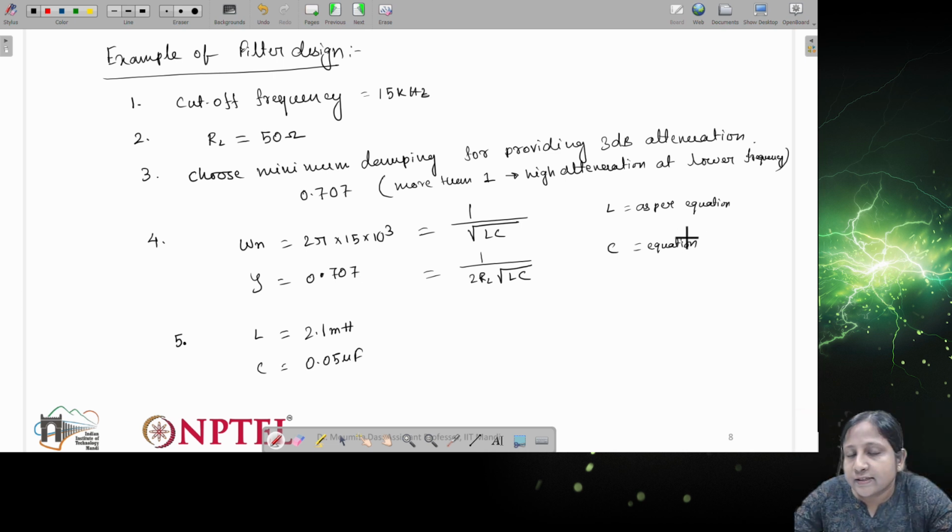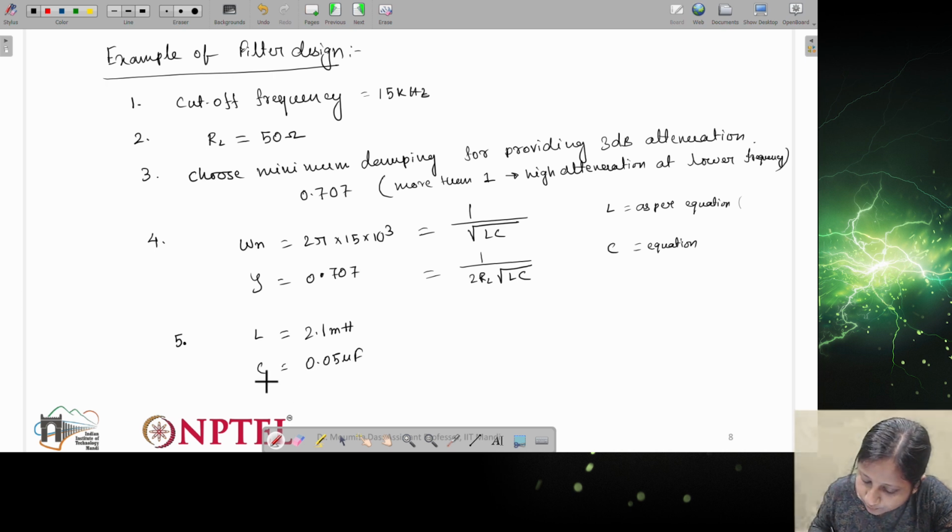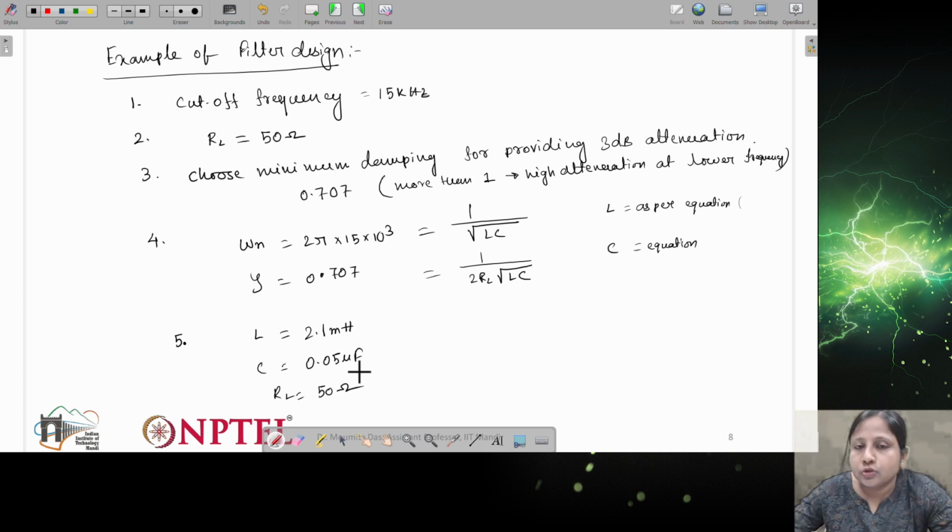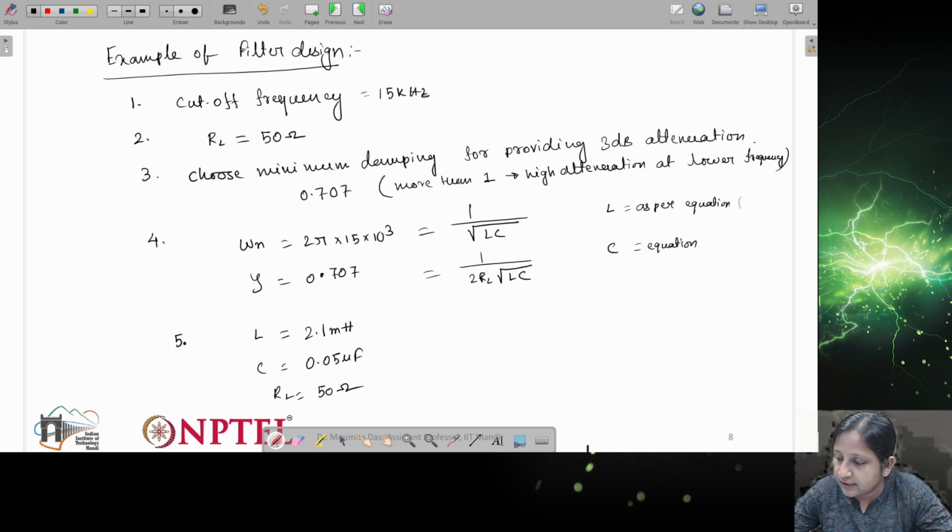But if L is very less, then we can try a higher value of L, and that will give us a lower value of capacitor in order to maintain these values. So accordingly we can get 2.1 millihenry, 0.05 microfarad, and RL equals 50 ohm. Then we can select this and see whether these values satisfy the required noise reduction purpose or not. If it is satisfying, then we can use these values.